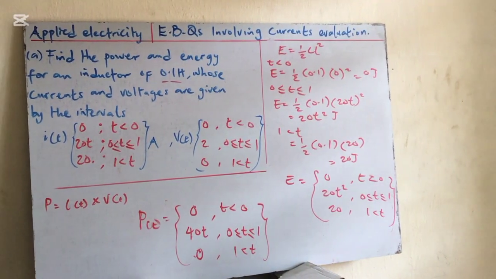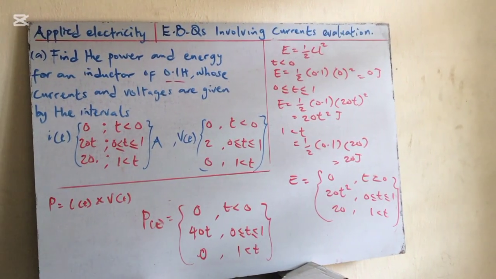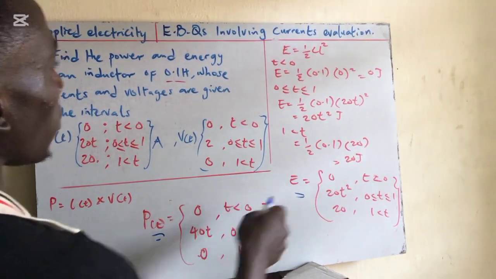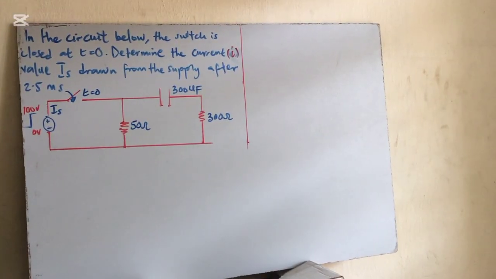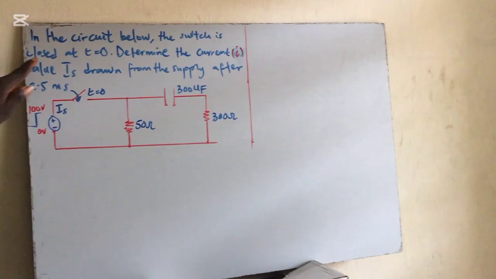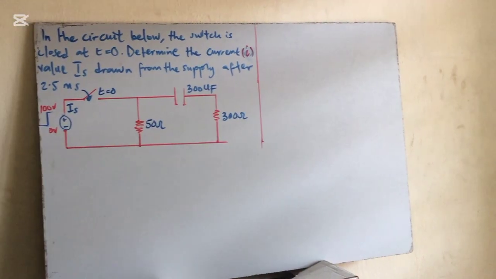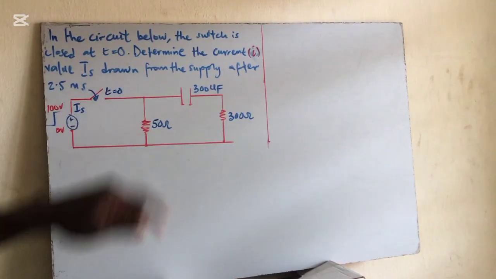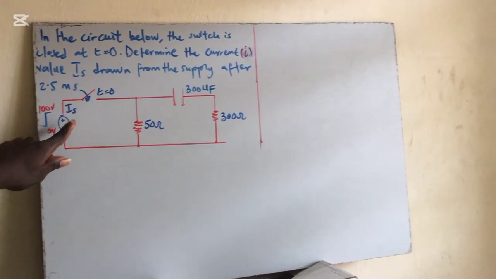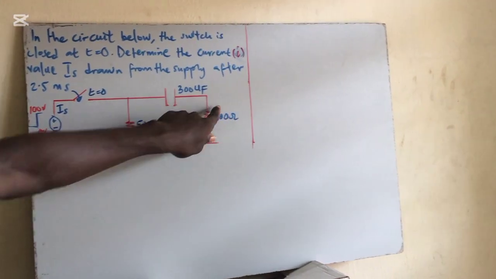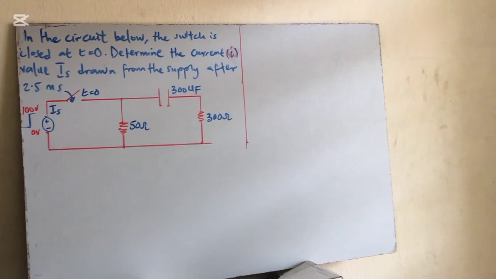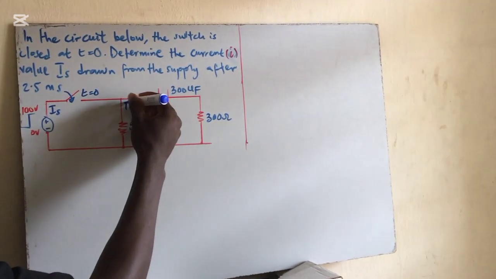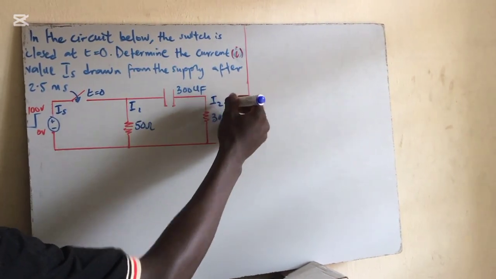Without wasting much of our time, I'm going to be going to the second question. Now observe the question displayed. In the circuit below, the switch is closed at t equals to 0. This switch is closed. So determine the currents Is. This is Is here, and here is I1 and here is I2. Let me indicate that. You have I1 here and I2 here.